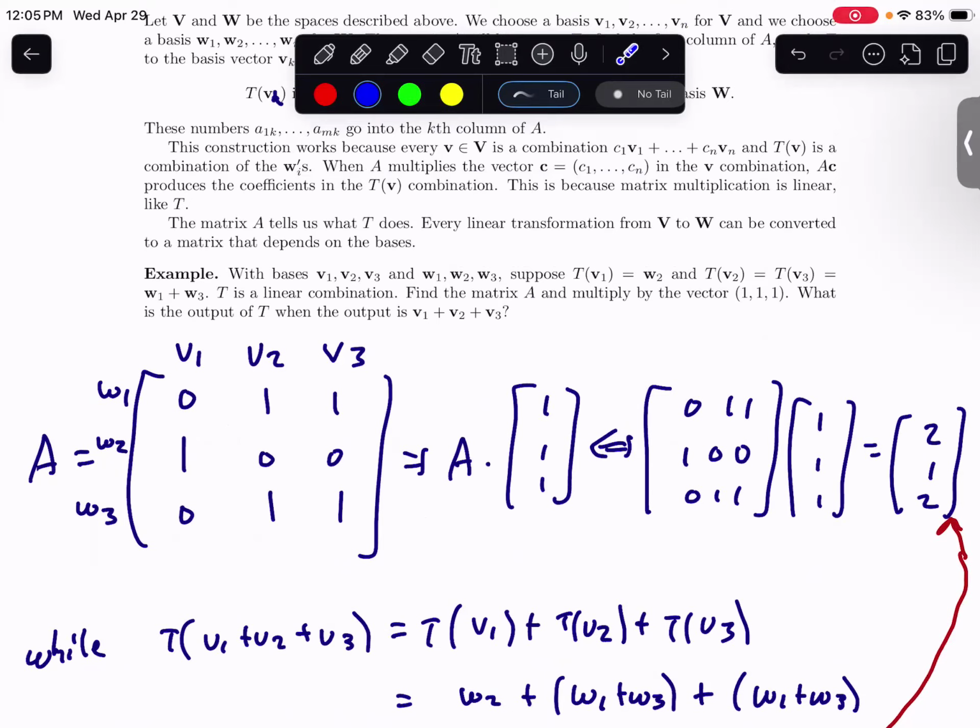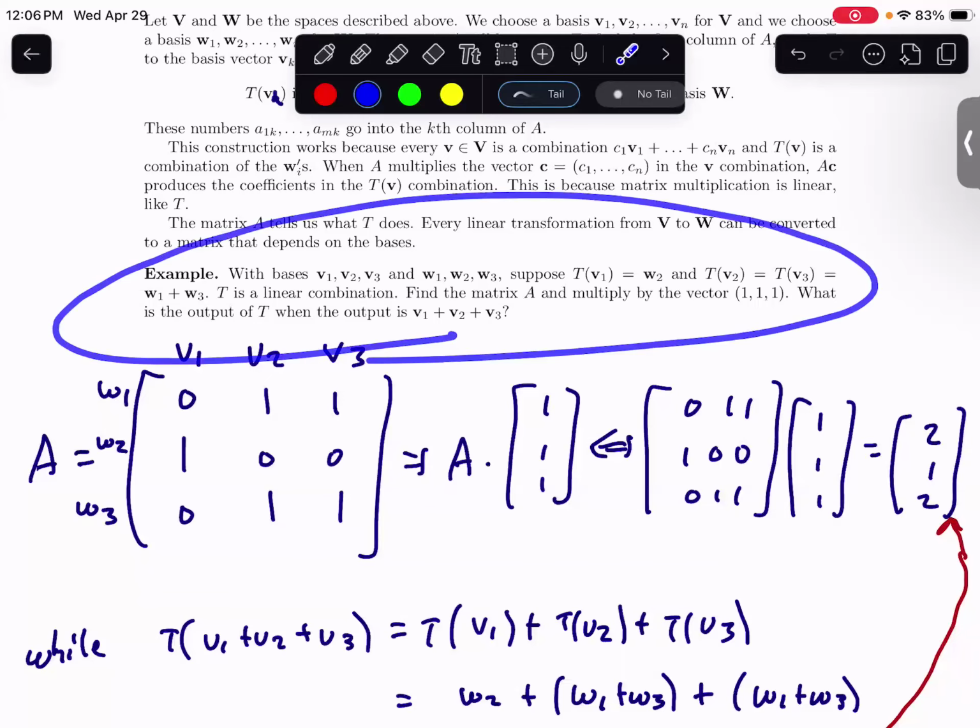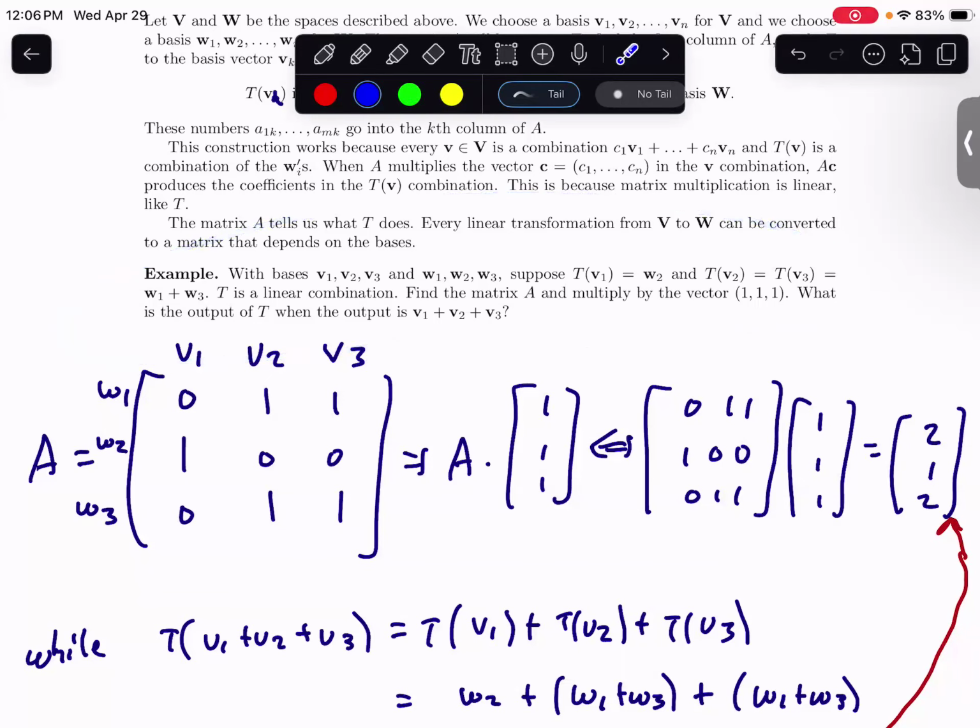We're going to make use of this, so it's worth recounting. For this example, we have a vector space V with the following basis elements, and a vector space W consisting of these basis elements. We want to understand a linear transformation that sends V1 to W2, and sends V2 and V3 to W1 plus W3. To understand the corresponding matrix, you just read off the coefficients of the basis vectors that serve as your output.